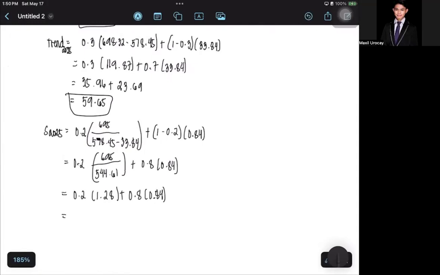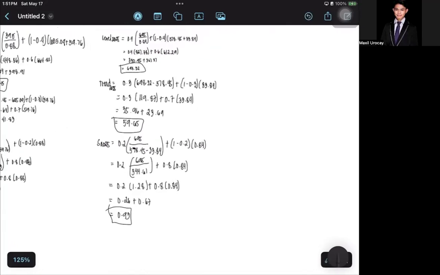So 0.2 times 1.28, that is 0.26, plus 0.8 times 0.84, that is 0.67, and 0.26 plus 0.67 is 0.93. So this is the data that we do have. Thank God that we're done with this one.